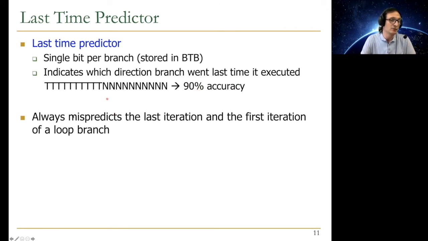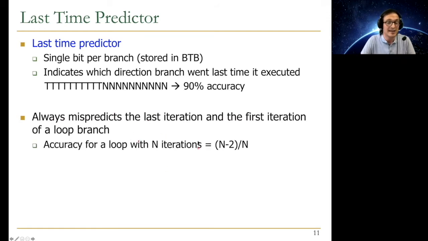The downside is you will always mispredict the last iteration and the first iteration of a loop branch, assuming this is a loop branch, because in the last iteration, you will do something that's different. And in the first iteration, you will do something that's different from the last time it was executed. Okay. So basically, accuracy for a loop with n iterations will be (n minus 2) divided by n.